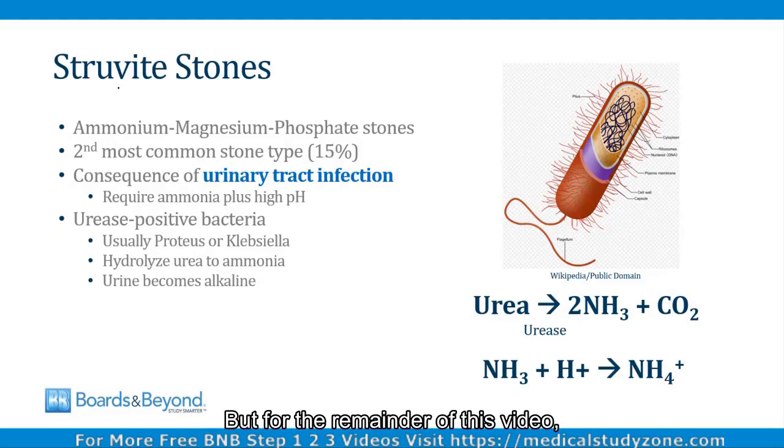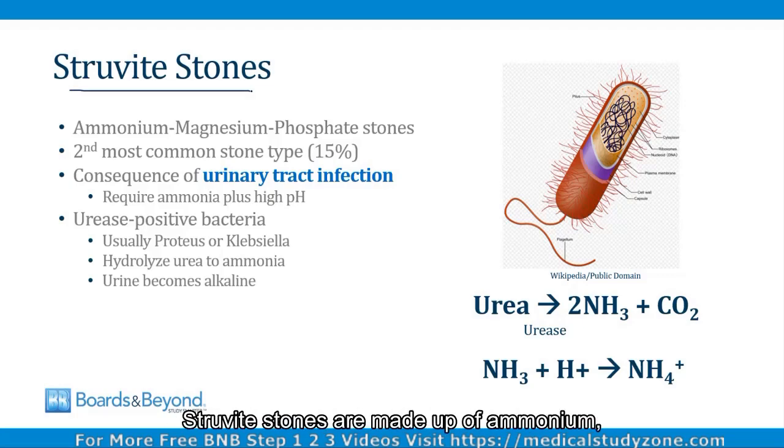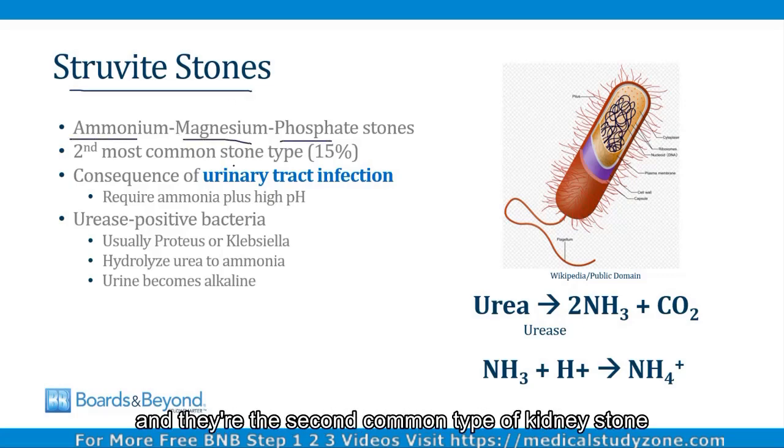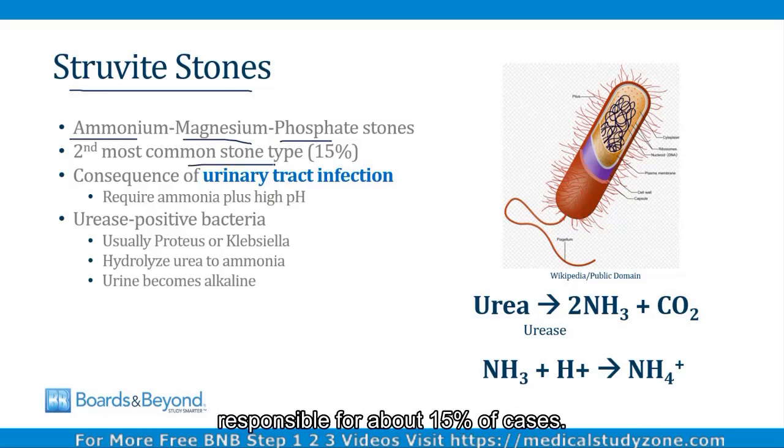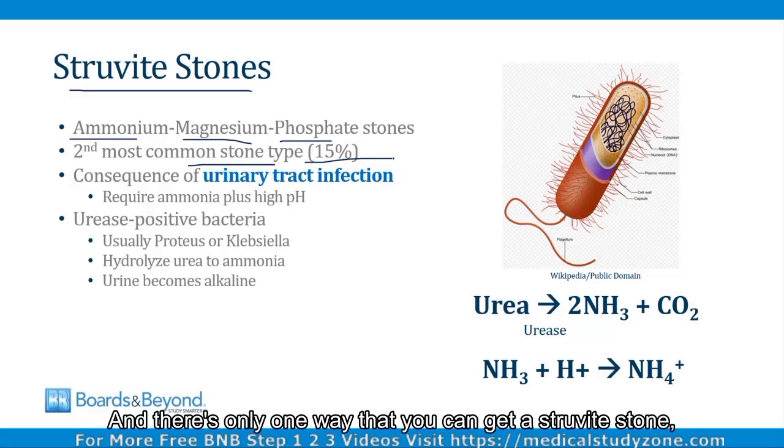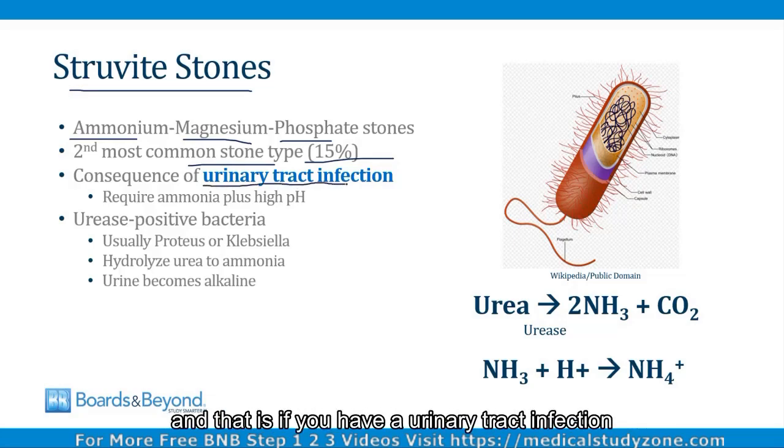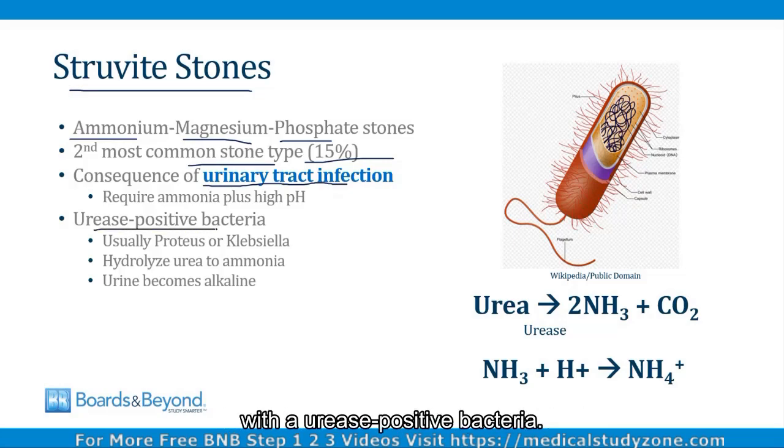But for the remainder of this video, what I'm going to do is talk about some of the other types of kidney stones that are less common, and we'll start by talking about struvite stones. Struvite stones are made up of ammonium, magnesium, and phosphate, and they're the second most common type of kidney stone, responsible for about 15% of cases. And there's only one way that you can get a struvite stone, and that is if you have a urinary tract infection with a urease positive bacteria.